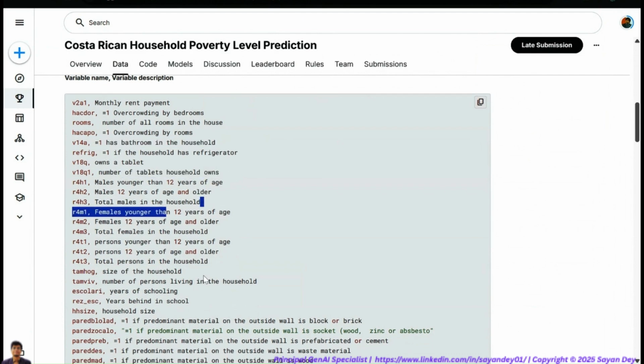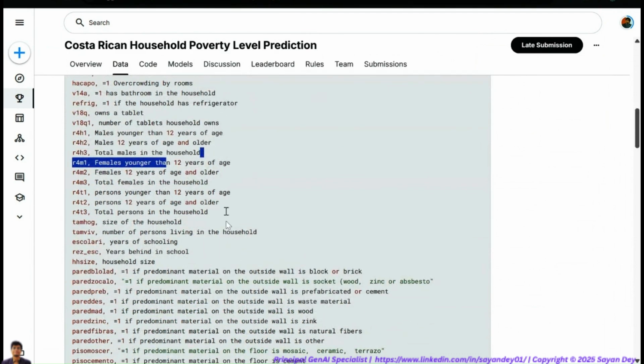Anyway, so if the household has a refrigerator, do they have a bathroom, how many tablets are there, how many males are there? These are some demographic attributes in terms of age. What is the average age of the household? Years of schooling. You're trying to understand something about the education level of the household. The size of the household is an important factor.